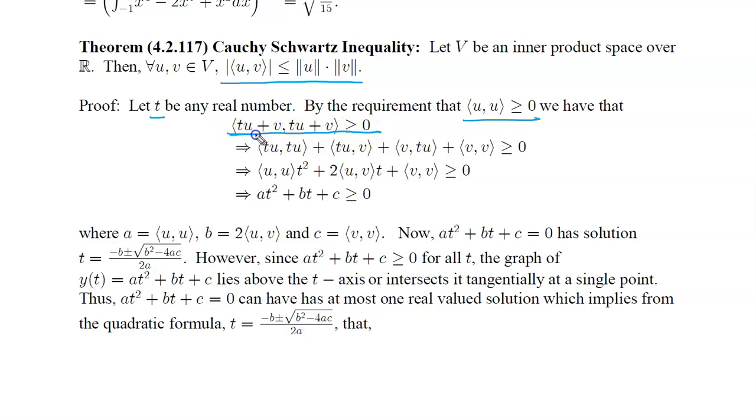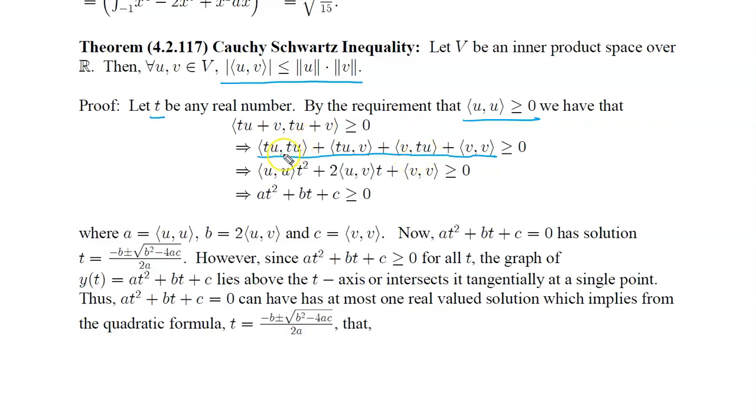Now let's break this inner product up using the distributive properties for the inner product, and what you get is this right here. Okay, so it's just sort of like a FOIL method, right? The inner product of tu with tu plus the inner product of tu with v plus the inner product of v with tu plus the inner product of v with v. That's exactly what we have here. Sort of like the FOIL method when you're multiplying a plus b squared.